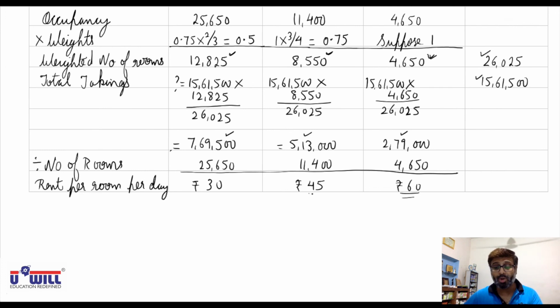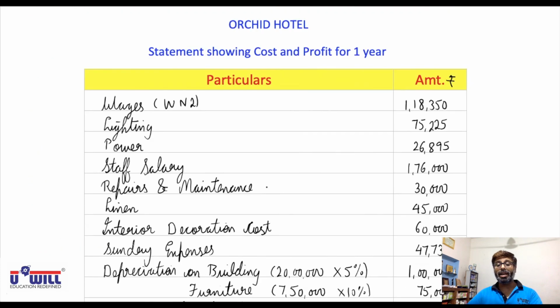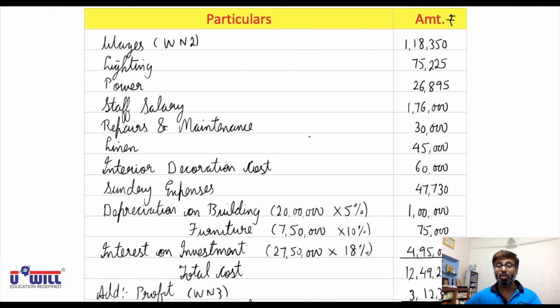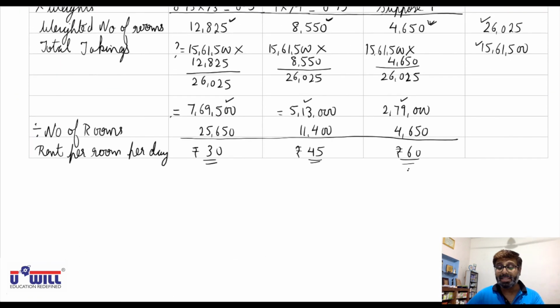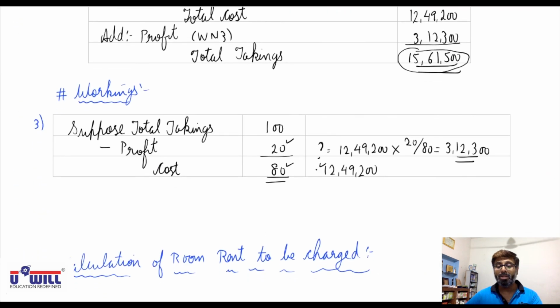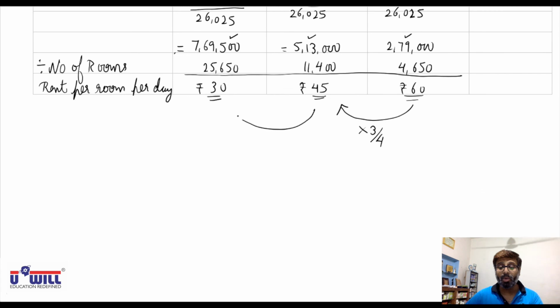Now at the end we just have to cross check whether the calculations are correct or not. So you were given that rent of double room is 3/4 of 3 room suites. So check it. What is 60 into 3 by 4? See, do you get 45 or not? Yes. And rent of single room is fixed at 2/3 of double room. So check it. 45 into 2 by 3. Is it coming to 30 rupees or not? Yes. So rent of double room is 3/4 of 3 room suite, and rent of single room is 2/3 of double. So this is how we have to calculate it.